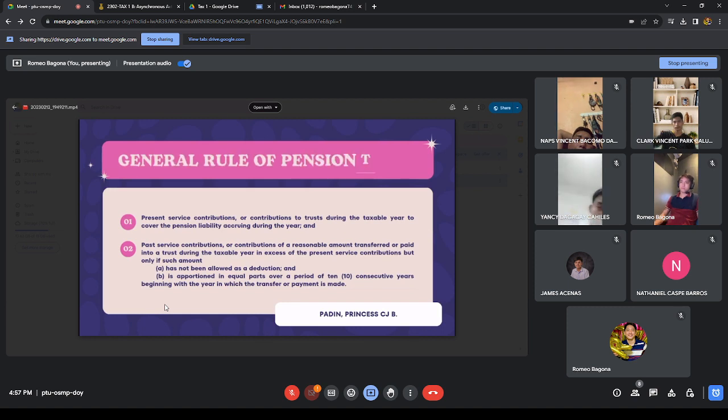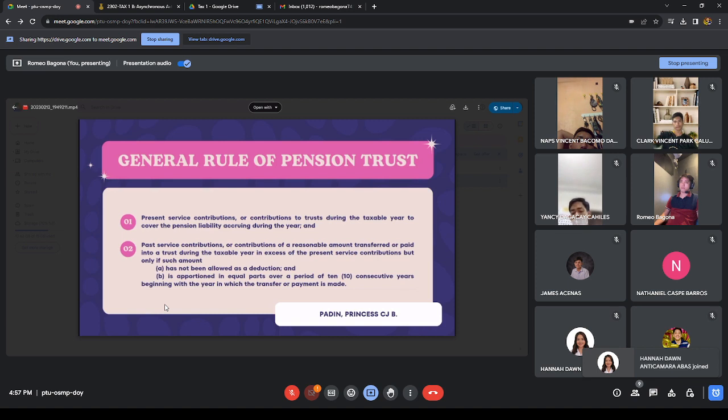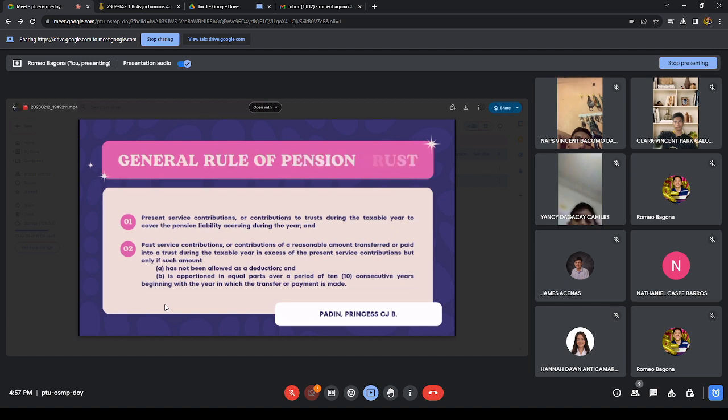So the general rule of pension trust is that an employer establishing or maintaining a pension trust to provide for the payment of reasonable pensions to its employees is allowed to deduct, number one, present service contributions, or contributions to the trust during the taxable year to cover the pension liability accruing during the year, and number two, past service contributions, or contributions of a reasonable amount transferred or paid into such trust during the taxable years in excess of the present service contributions, but only if such amount A, has not been allowed as a deduction, and B, is apportioned in equal parts over a period of 10 consecutive years, beginning with the year in which the transfer or payment is made.